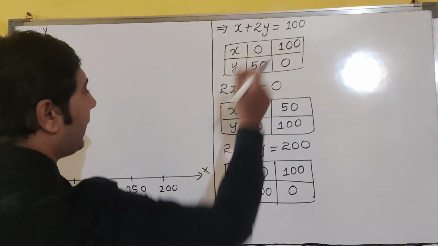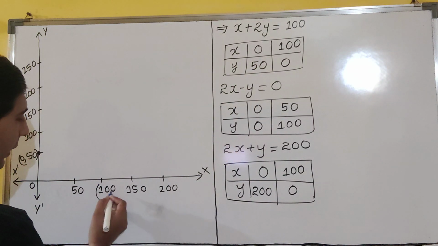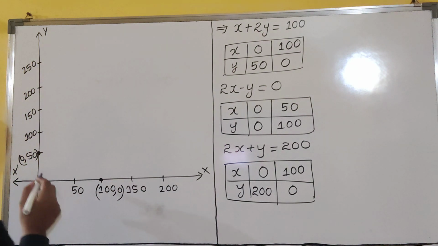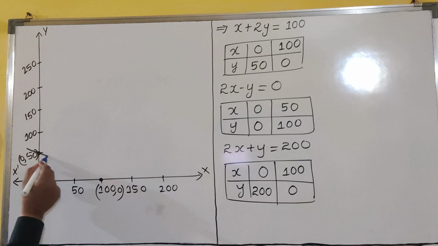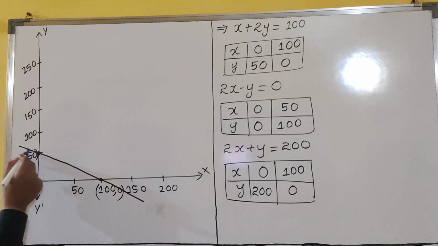So now X is 100. X is 100. Y is how much? 0. So that means 100 comma 0. It will come here, dear students. So plot this one now. So we'll draw this diagram. I hope you are observing this, everyone.